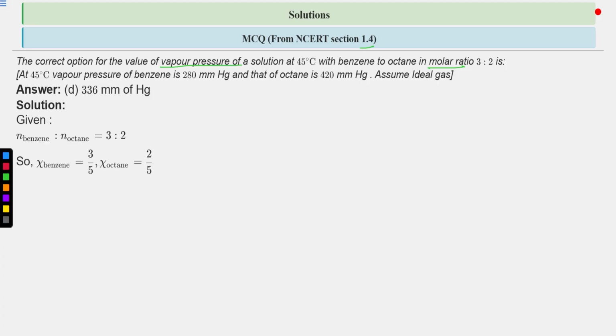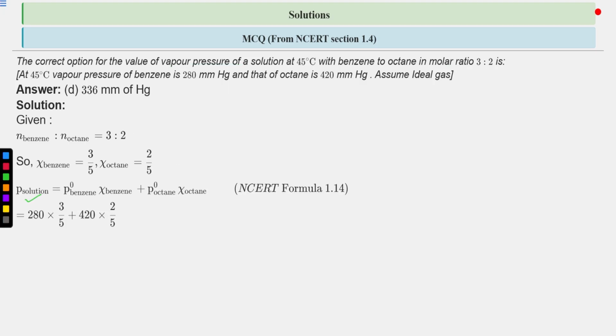The molar ratio is given as 3:2 of benzene to octane. So the mole fraction of benzene will be the number of moles of benzene, that is 3, divided by the total moles, which is 3 plus 2, so 5. The mole fraction of octane will be the number of moles of octane, which is 2, divided by the total moles, which is 5. So these are the mole fractions for benzene and octane respectively.